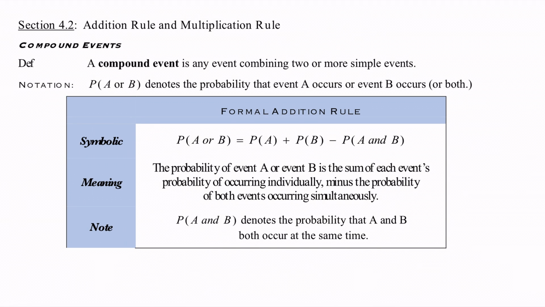In this section, we are considering several rules for combining probabilities. Let's look at the first rule, the addition rule. Given two events, A and B, the compound event A or B is a union of these two events, A and B.